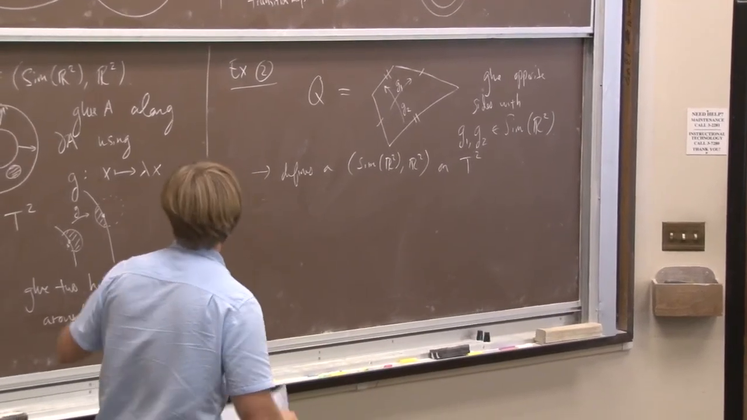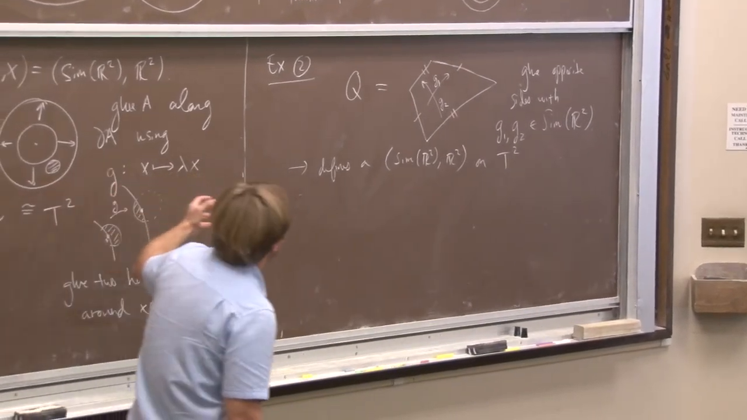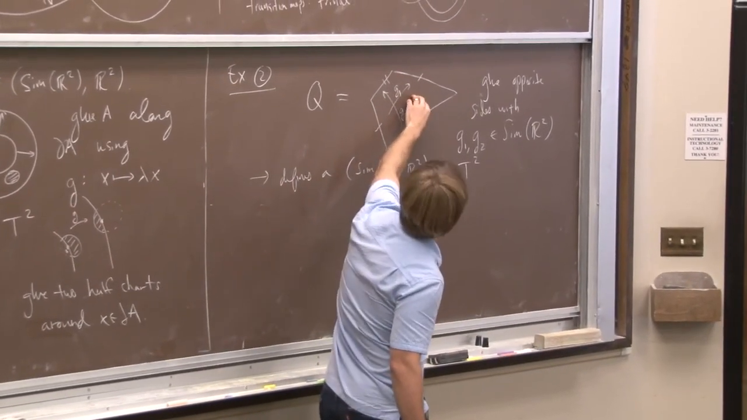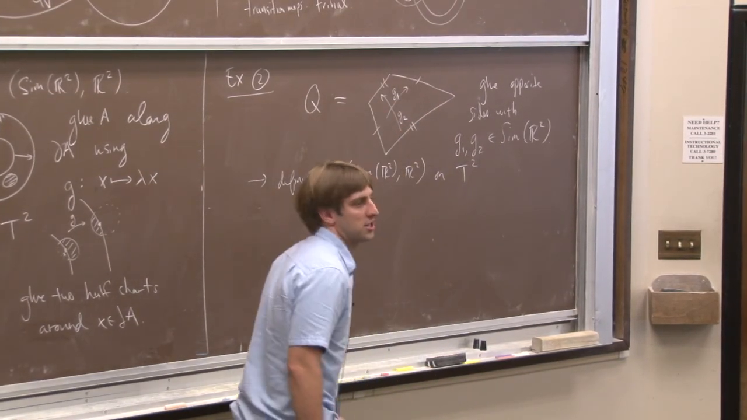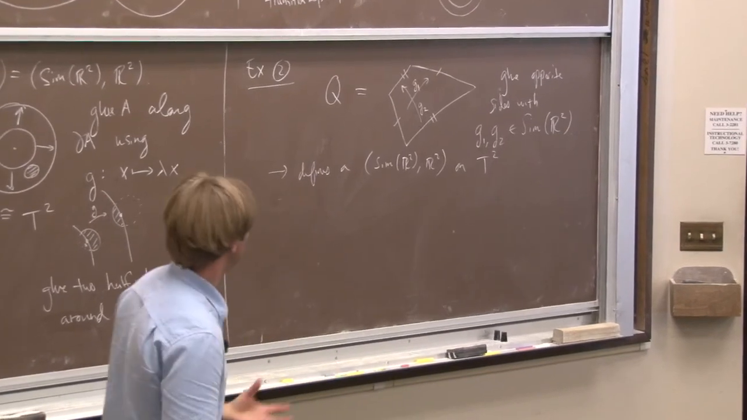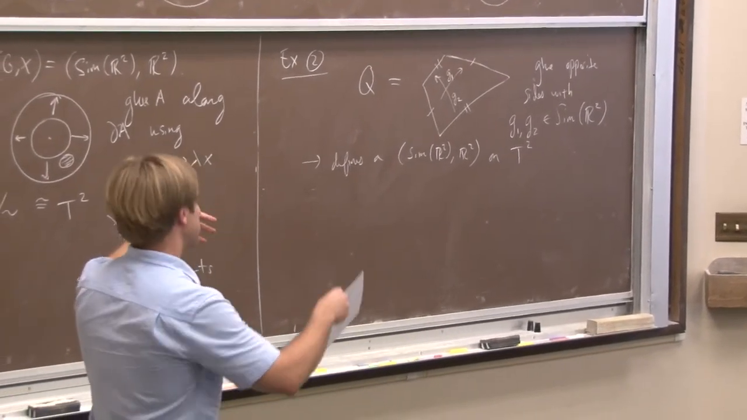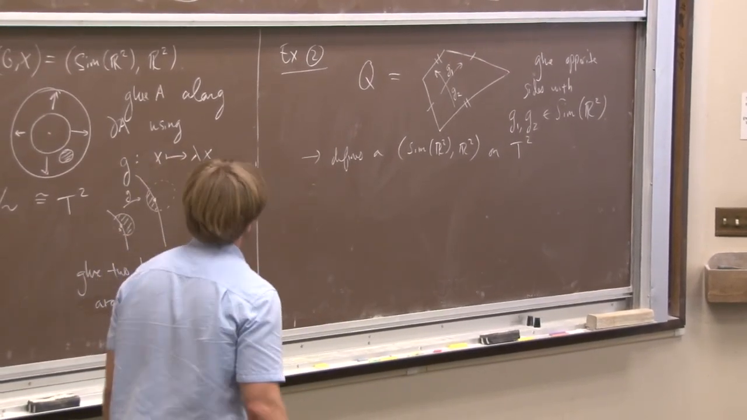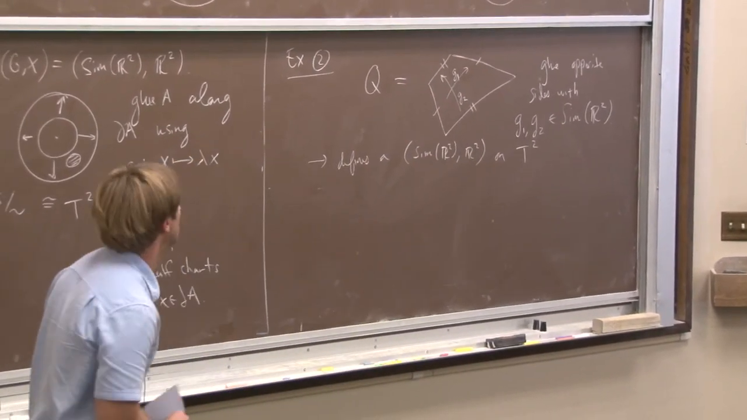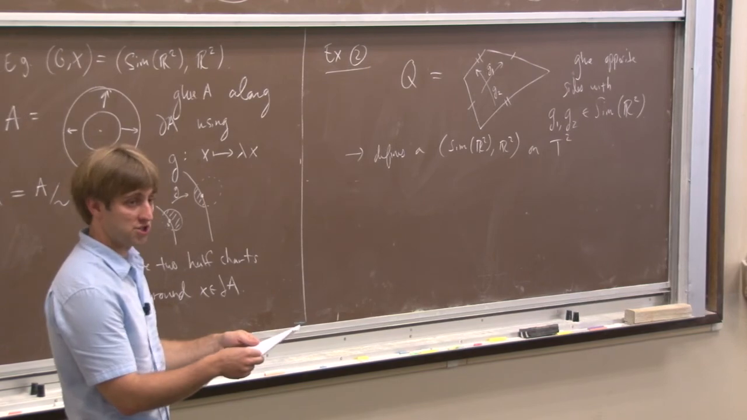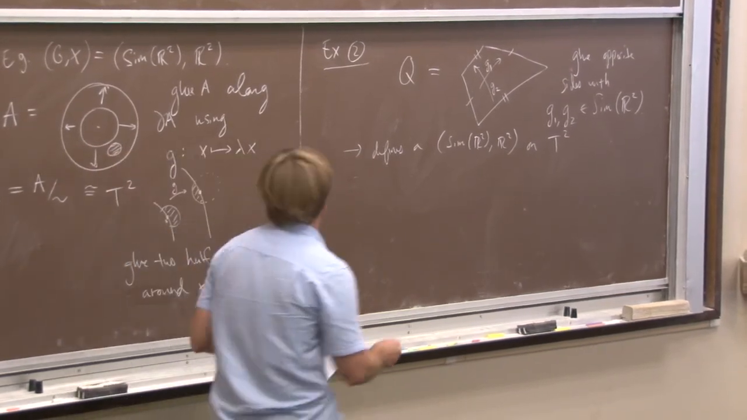And of course you're going to do the same thing. You've got charts on the interior that are obvious. You'll glue together half charts along the edges, and the only question is, what do you need to check at the vertex? You need to make sure that you can put together four quarter charts in a way that's consistent with the rest of the charts that you've already defined. Okay, great. Questions about that? All right.